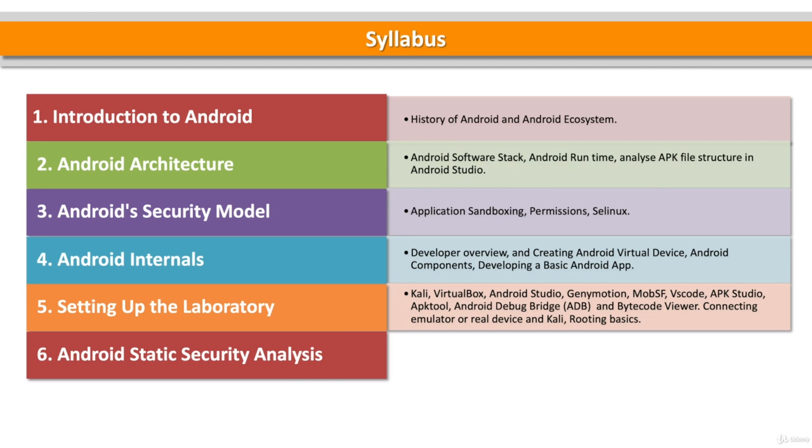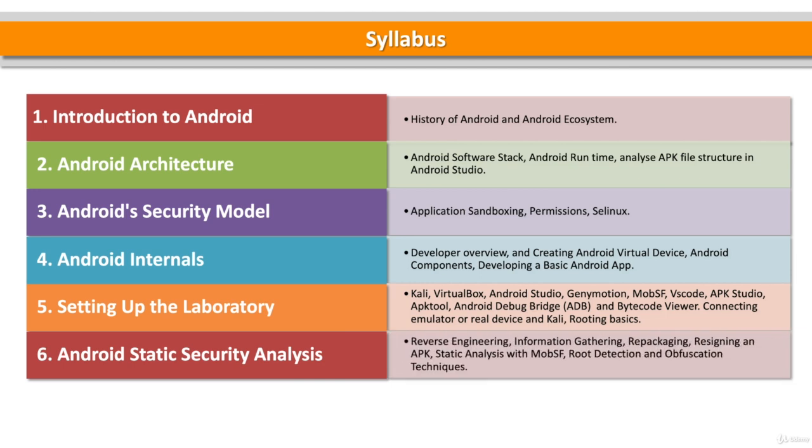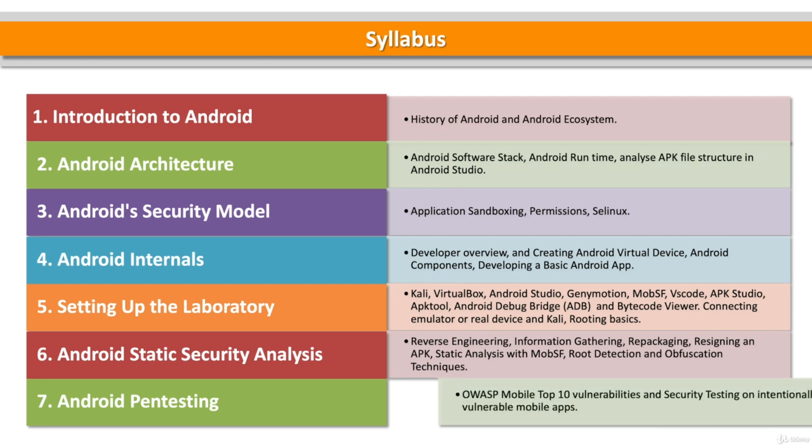Now, Android's static security analysis is an entire section devoted to reverse engineering an APK file, information gathering, repackaging, reassigning an APK, static analysis with MobSF, root detection, and obfuscation techniques. And then we get to Android pen testing. So in this section, this is where you'll learn OWASP Mobile Top 10 Vulnerabilities, and you'll perform security testing on intentionally vulnerable mobile apps. So I also want to tell you who this course is targeted for.